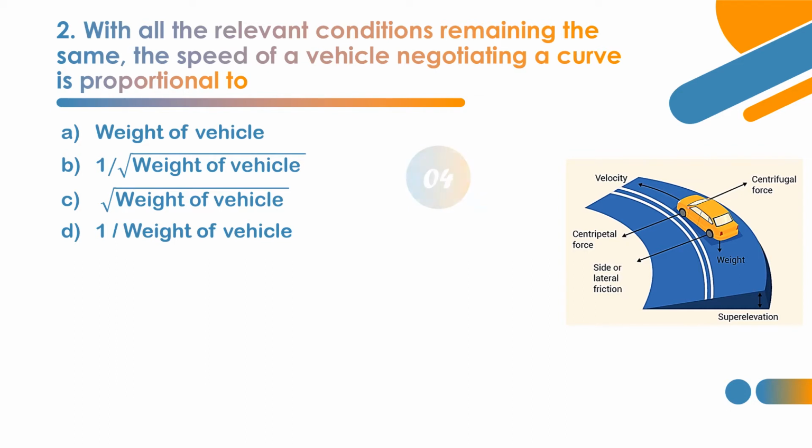What are the other conditions? Centrifugal force and radius of curve. What else? Velocity. So these conditions remaining same. What is the speed and weight relationship? So nothing but option B, reciprocal of root of weight of vehicle. Now let's see how it is obtained.